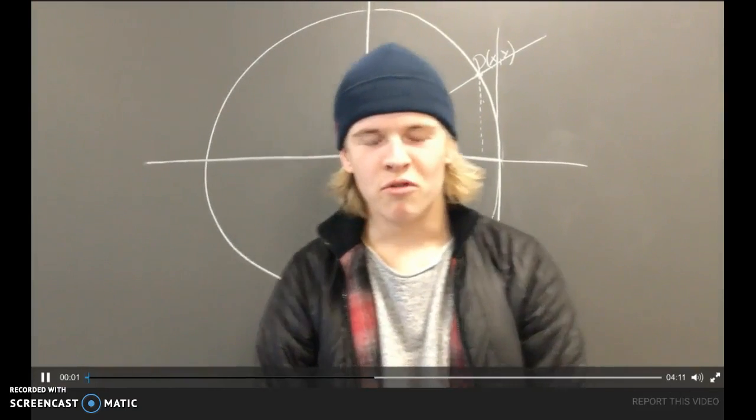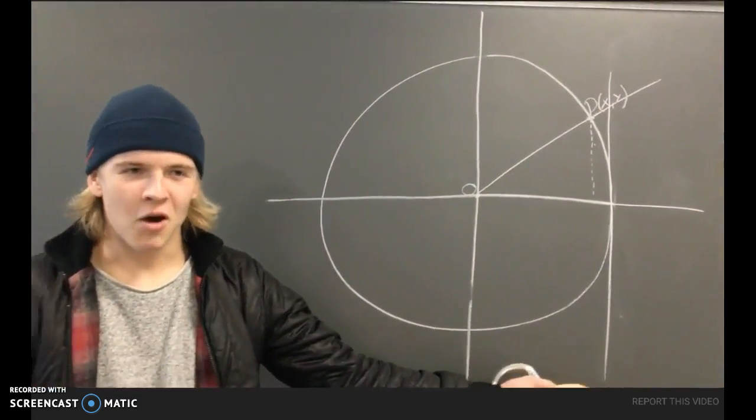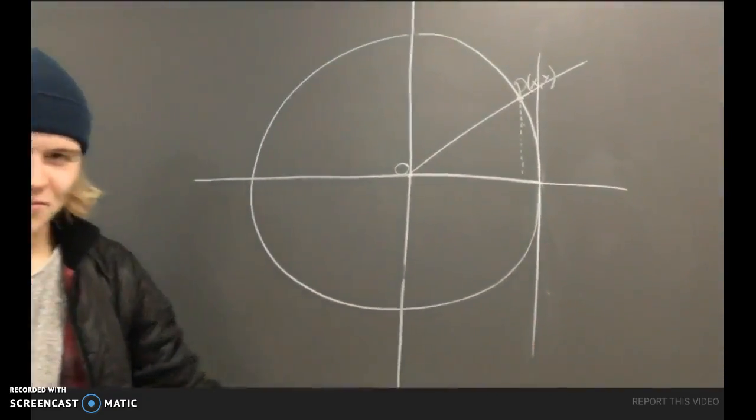To prove the tangent of a unit circle with a radius of 1. Now Anton will take over.